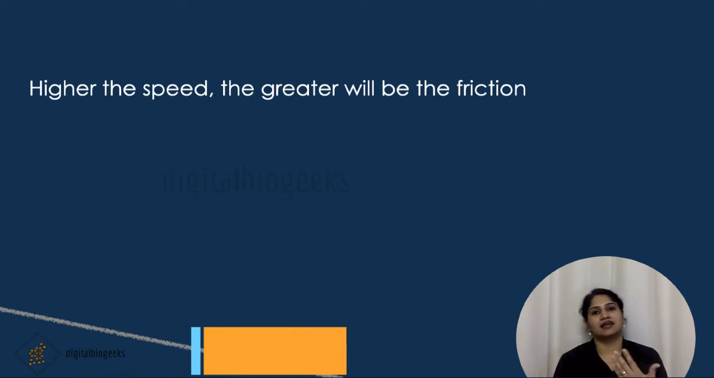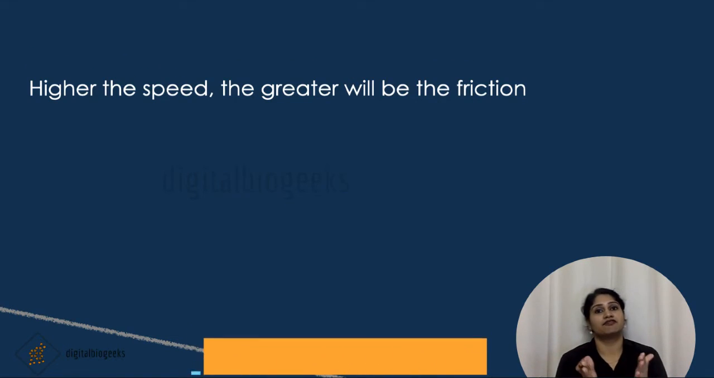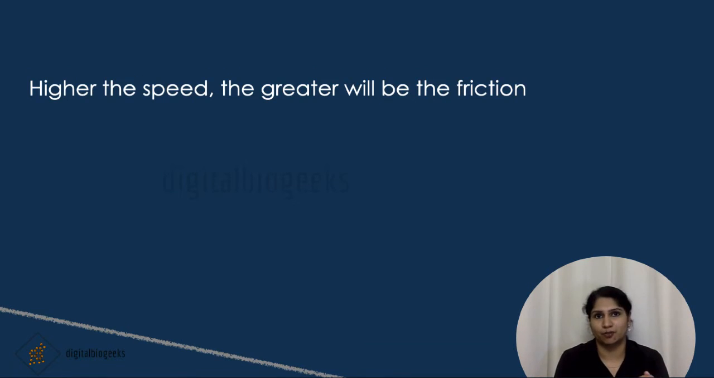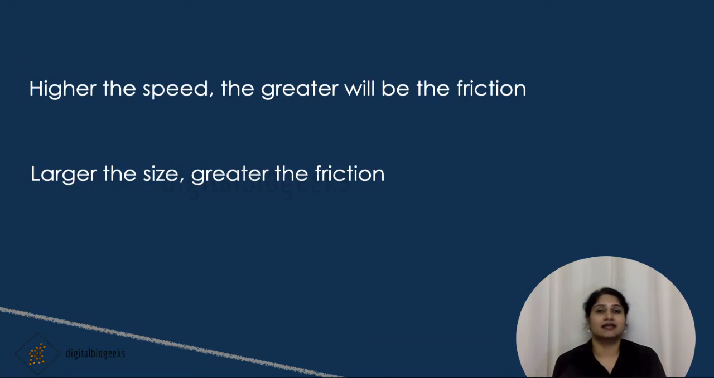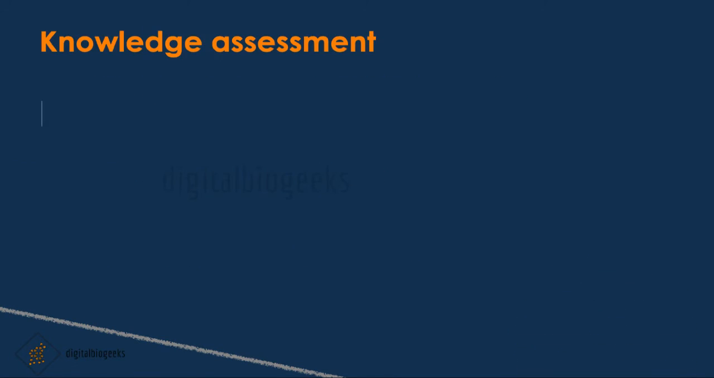Higher the speed, the greater will be the friction. If the object is moving very fast, then the friction will be more, like in an aeroplane. Larger the size, greater the friction, like in a ship. A ship is very large and when the size increases, friction also increases. Viscosity of the fluid, that means if the thickness of the fluid is more, then the friction is more. When an object passes through oil, it will experience more friction than in water as the oil is more viscous than water.